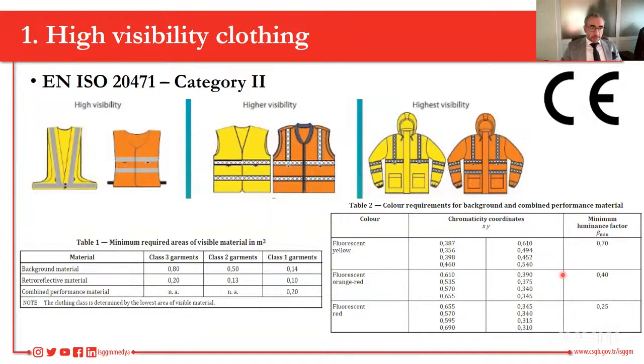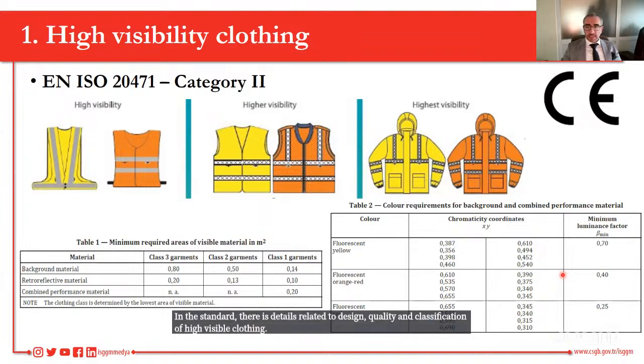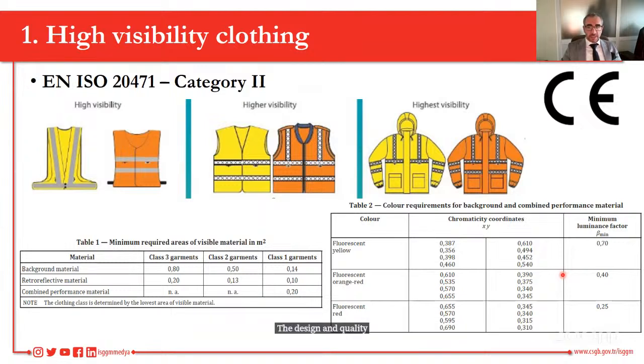This is the description of the design of the high visibility clothing. In the standard, there are details related to design, quality, and classification of high visibility clothing. The design and quality of the material affects the classification of the product. There are classes: Class 1, Class 2, Class 3.